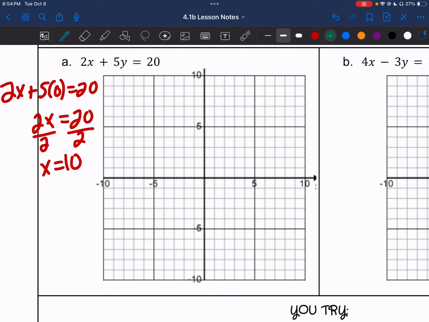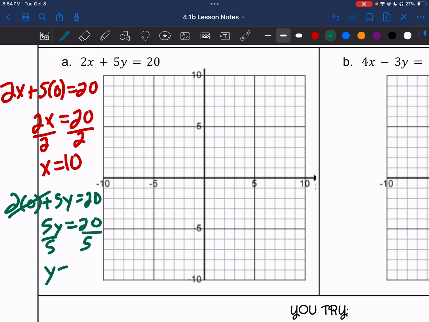Okay. Now, my second point, I'm going to substitute in 0 for x. So we have plus 5y is equal to 20. That cancels out, so 5y equals 20. Divide by 5, and y is going to be equal to 4.